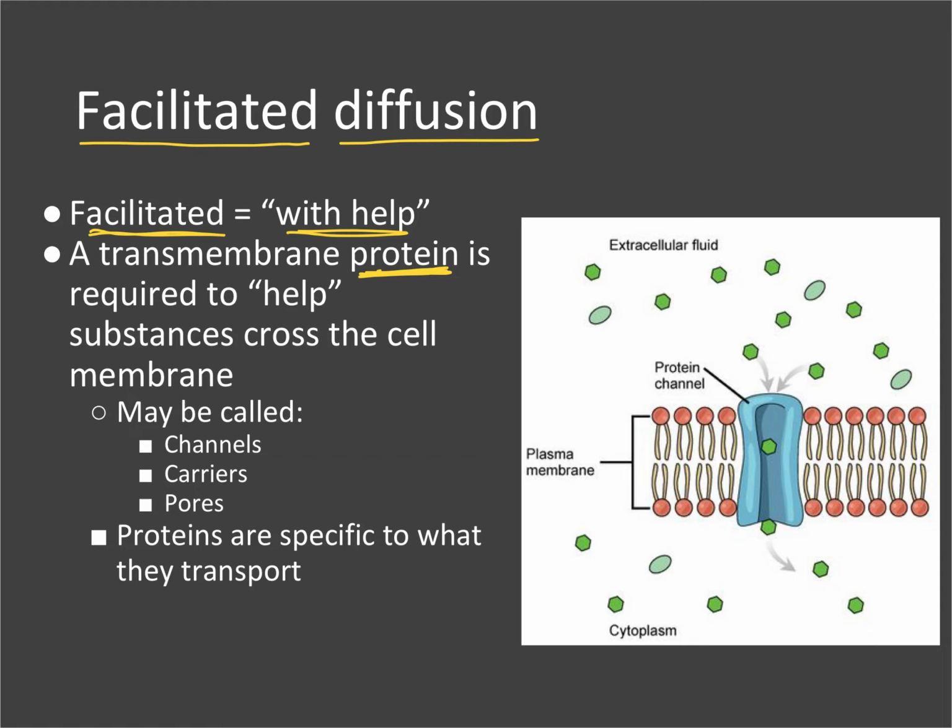Now these proteins here may be called one of these things, and it depends a little bit on what their location is, what their structure is like, and what's crossing them. But you'll see these terms used in a couple of different places. But anytime you see the term channel or carrier or pore, it's quite possibly talking about our facilitated diffusion. And as a reminder, proteins are very specific as to what they can transport. So a transport protein for sodium is going to be different than a transport protein for glucose. And then you need a different protein to transport fructose.